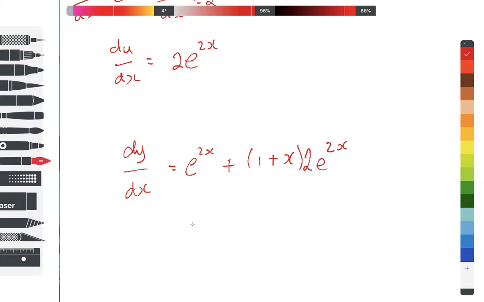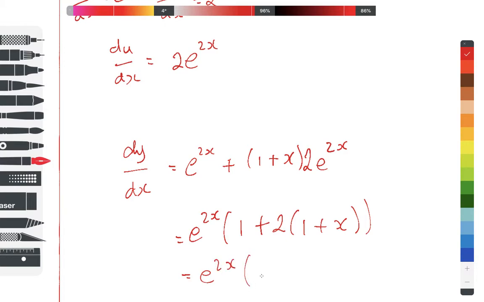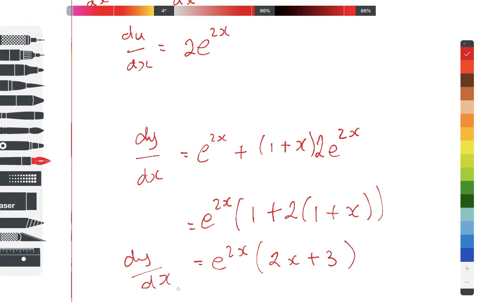Okay, so again, I suppose you could leave your answer like that. I'm going to work through it a little bit more just to get a nice answer. I'm going to take out a factor of e to the 2x, which is e to the 2x times 1 plus 2 times 1 plus x. Okay, and this can be expanded in the bracket, and you'll work it out to be 2x plus 3. And you could leave your answer dy by dx as that, okay? Hopefully you can see what's going on there.